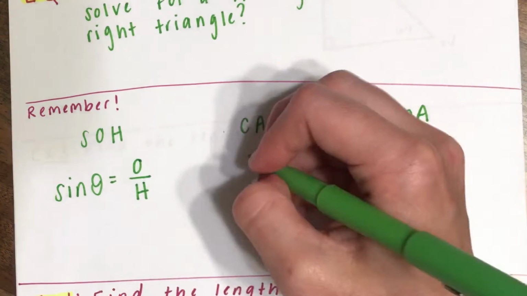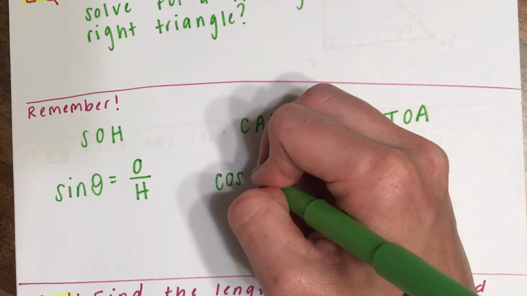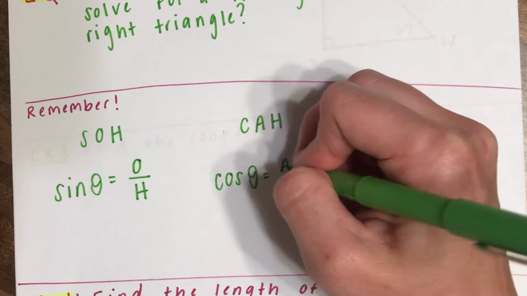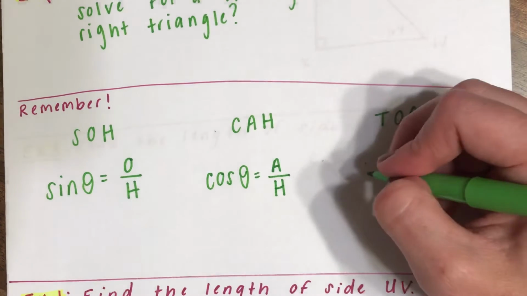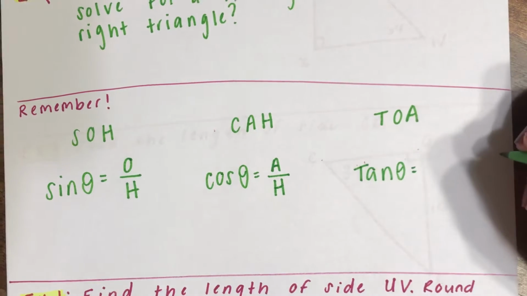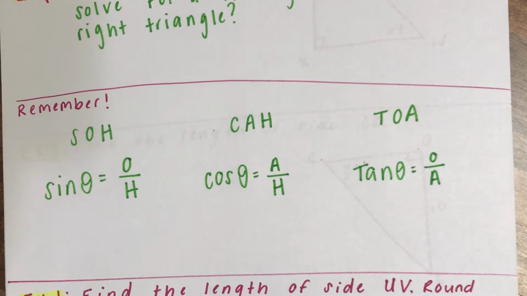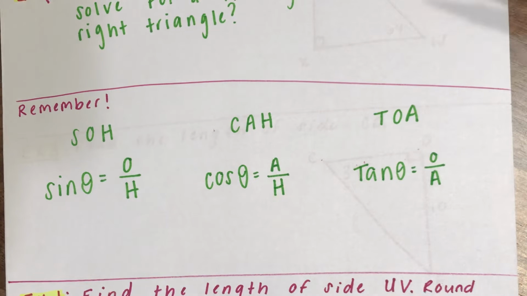The C stands for cosine. Cosine of my angle theta is equal to the ratio for the adjacent and the hypotenuse side. Then the last one, tangent of the angle, is equal to the ratio between the opposite and the adjacent sides. So when I mentioned earlier that we would be given an angle, theta will represent that angle that we're given.